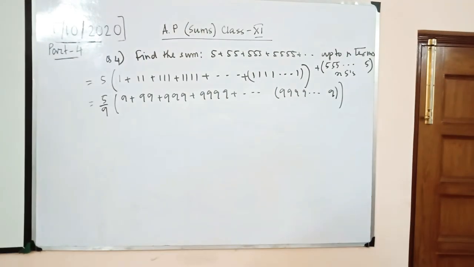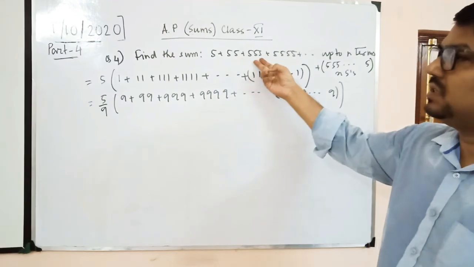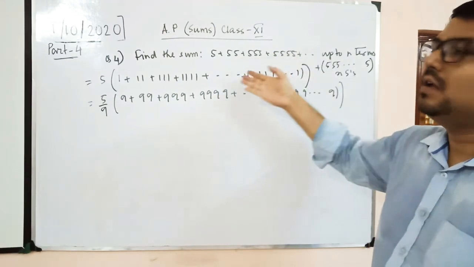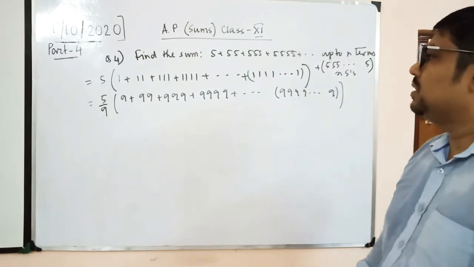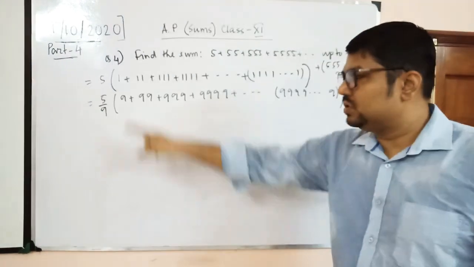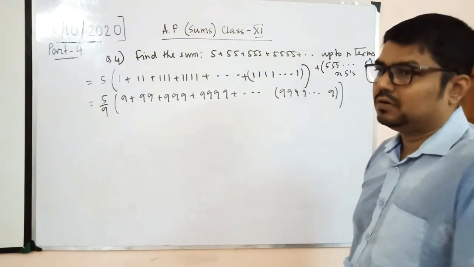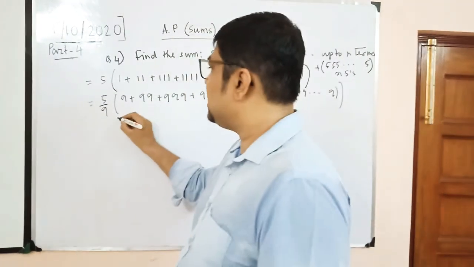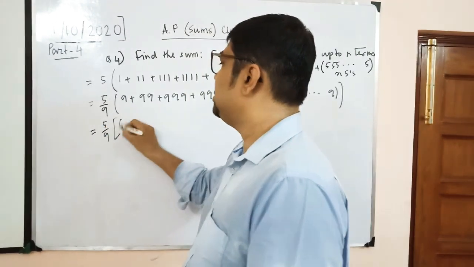Whatever the number is, sometimes in the book you will see 6 plus 66 plus 666 plus 6666 like that. Sometimes you will find 7 plus 77. Whatever the number be, you just take it common and divide by 9 and bring this structure. Because this structure can actually be written in GP form.